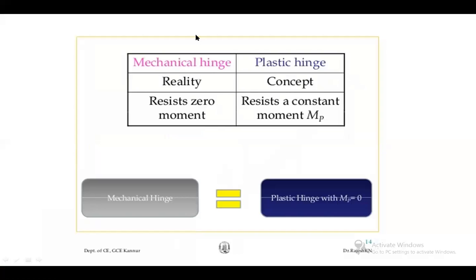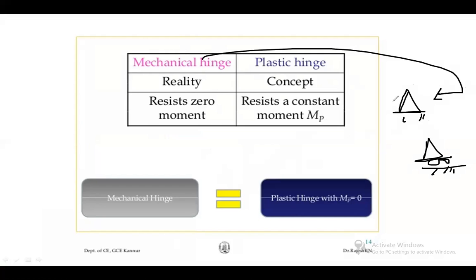So plastic hinge and mechanical hinge. Mechanical hinge is nothing but the hinge support or the roller support. That is mechanical hinge, which is seen by the naked eye, real, right? And at a mechanical hinge, that is hinge support, at that particular support the moment is equal to 0.